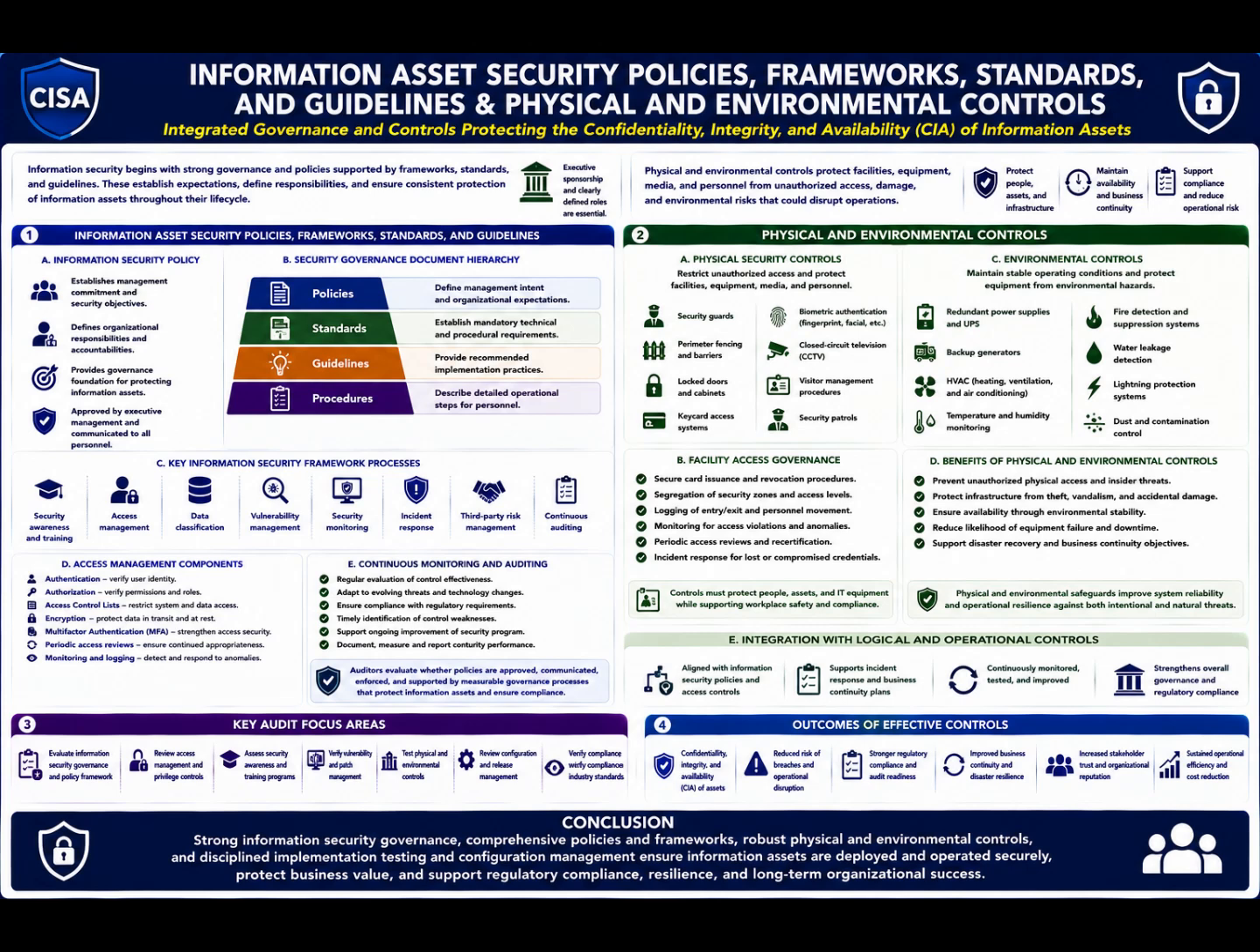Organizations should implement physical controls that restrict unauthorized access to information processing facilities while protecting critical systems against theft, vandalism, sabotage, and accidental damage. Common physical controls include security guards, perimeter fencing and barriers, locked doors and cabinets, keycard access systems, biometric authentication, closed-circuit television (CCTV), visitor management procedures, and security patrols. Facility access controls should be designed to protect personnel, information assets, and IT equipment while supporting workplace safety requirements.